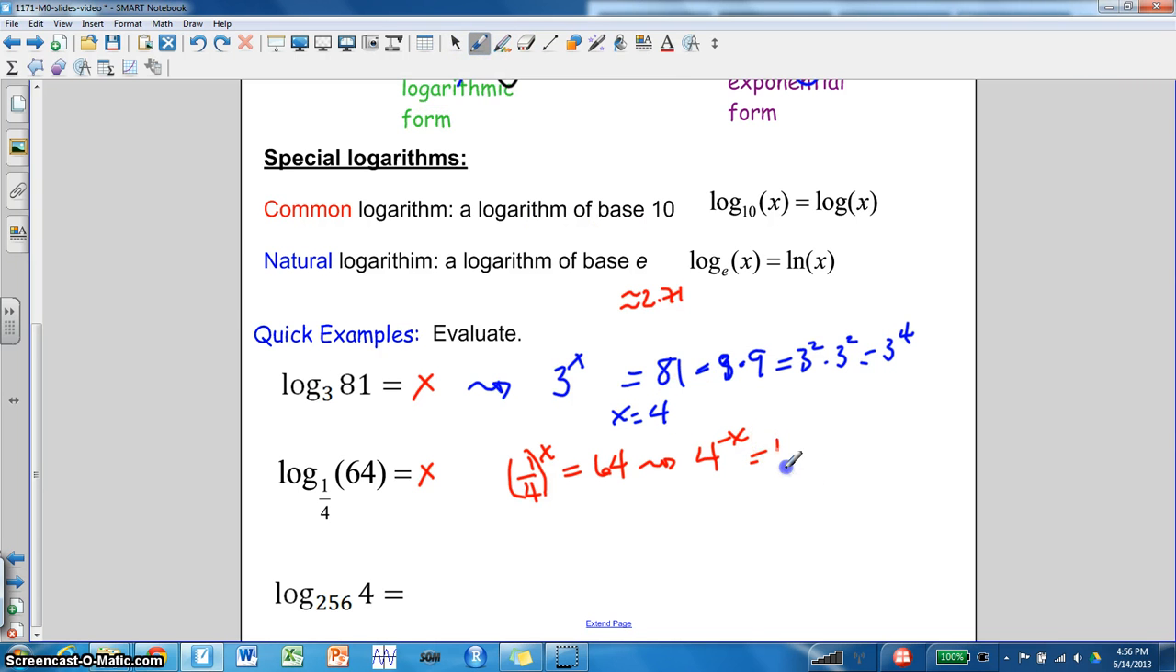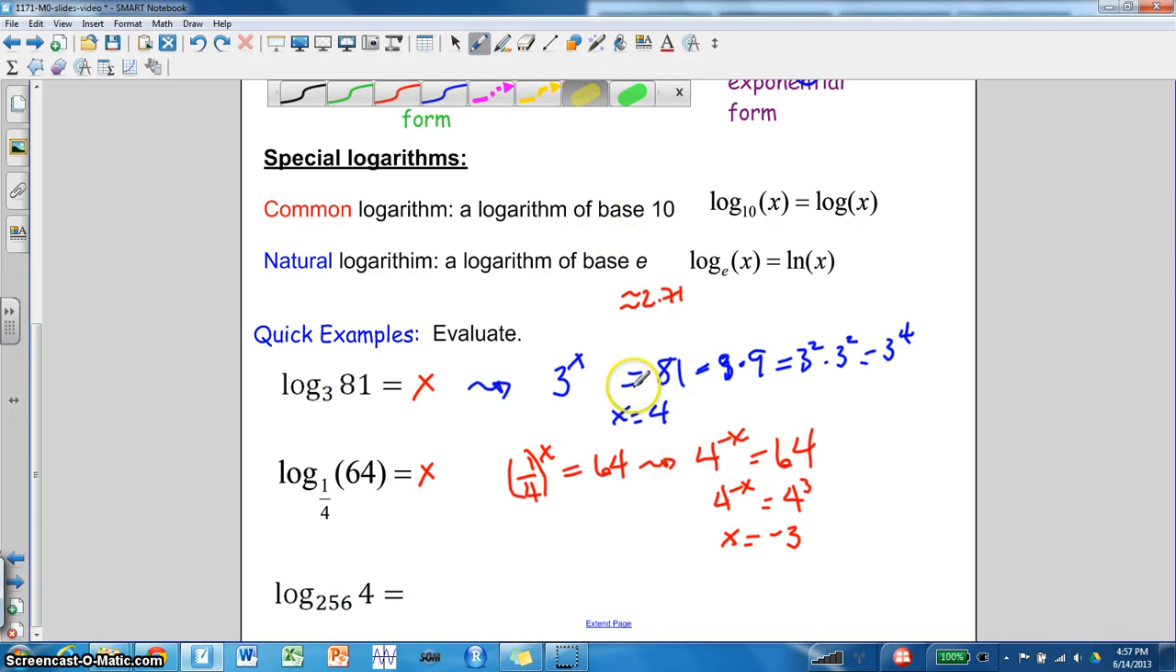Okay, so 64. 64 is 4 to the third, so I have 4 to the minus x is equal to 4 to the third. And then solve for x, and I'm eventually just going to get x is going to equal minus 3. Okay, I skipped a few details, but essentially the idea that I'm trying to use is up here, I got it so that the bases were the same.